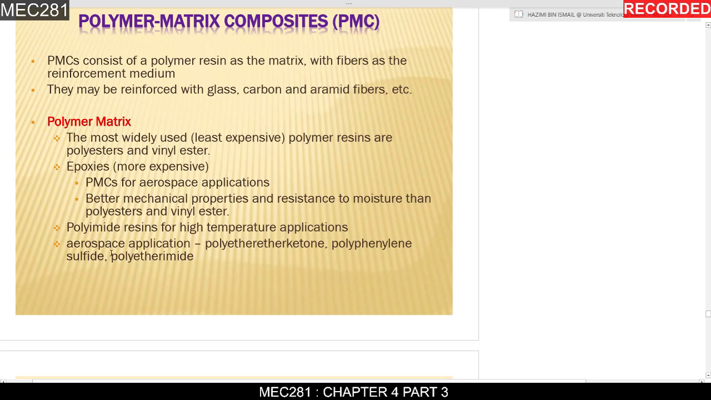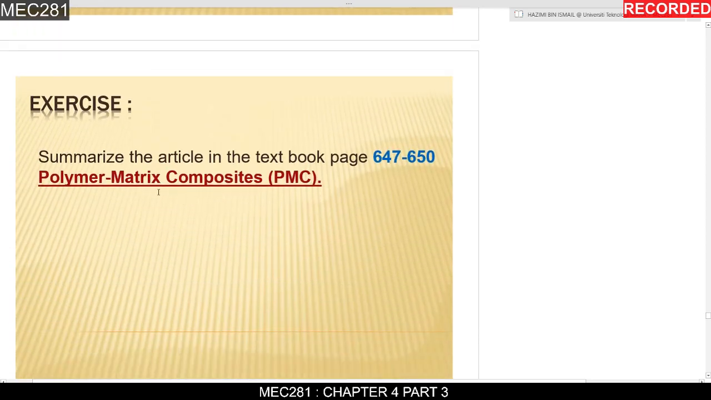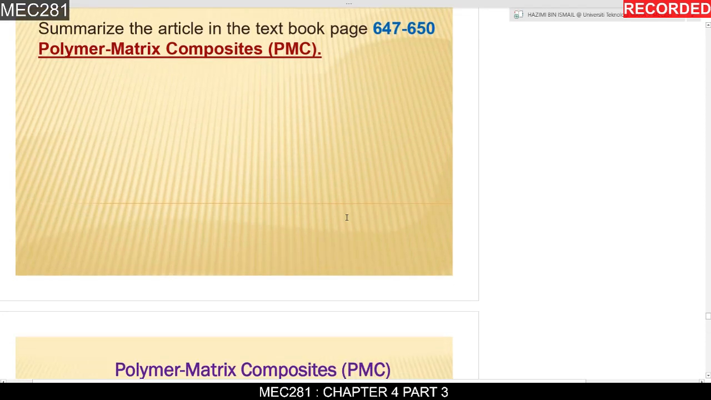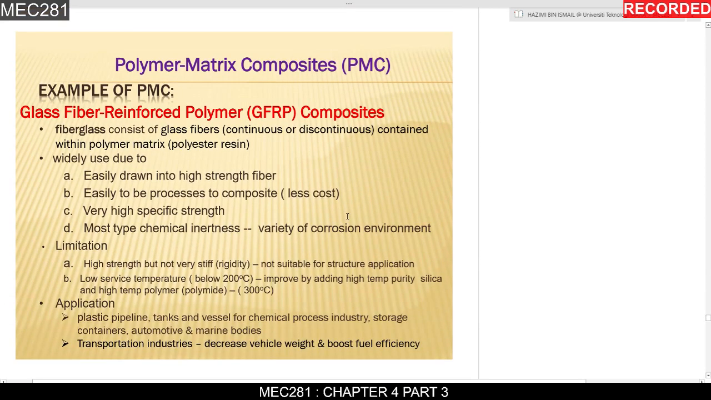So all of that matrix must come from the polymer material. If not, it cannot be called PMC. Okay, so for the exercise, you should summarize the article in the textbook. An example of PMC is glass fiber reinforced polymer, GFRP.